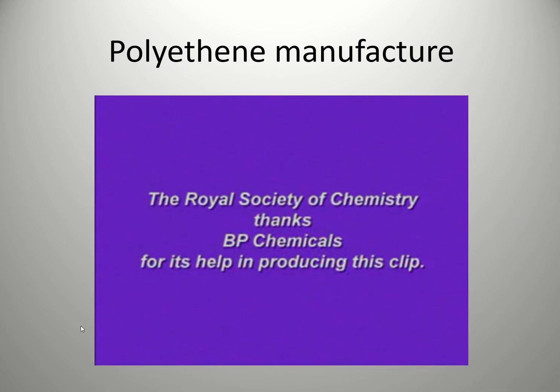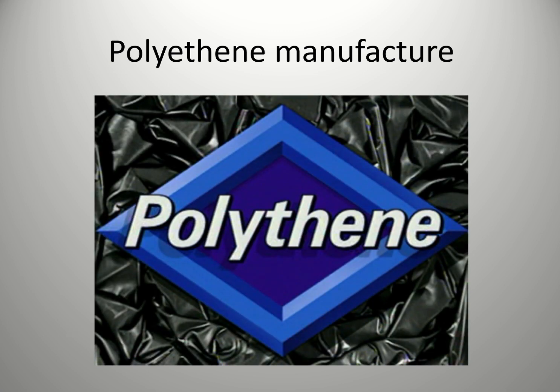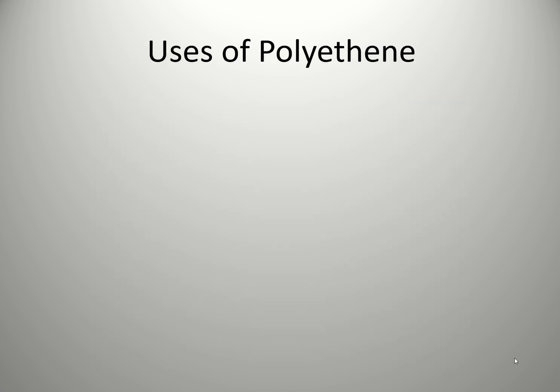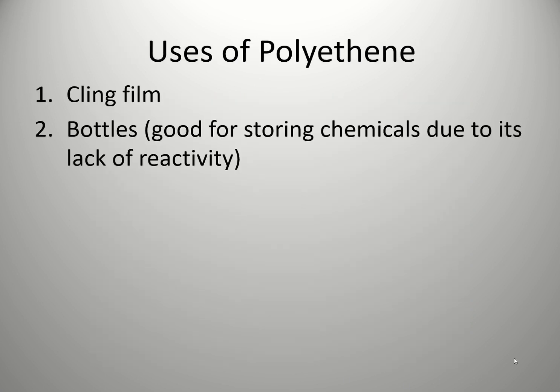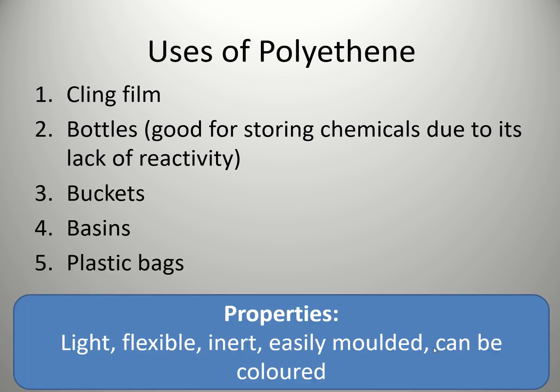Okay, so that's just a glimpse into how the ethene is made. Polyethene, usually called poly. Okay, so uses of it, well, cling film, bottles. Always, guys, have a couple of these at your disposal. They're not going to ask you 5 or 6, but make sure you've got a couple.